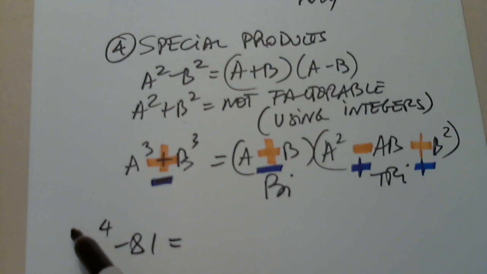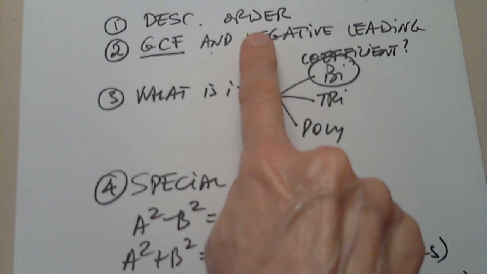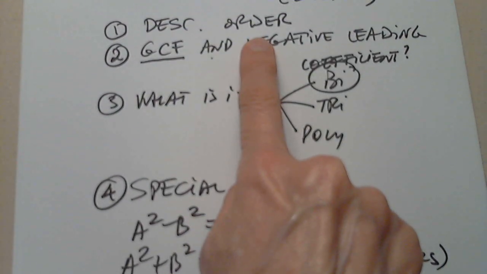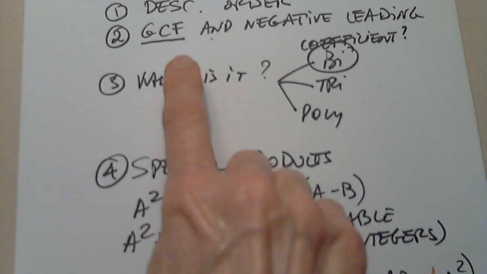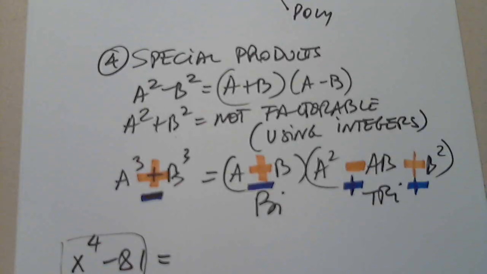So I'm given this binomial to factor. I go through the strategy. Is it in descending order? Yes, it is. Does it have a greatest common factor and or negative leading coefficient? No. There is no greatest common factor between the terms x to the 4th and 81. So there is nothing I can pull out right away.